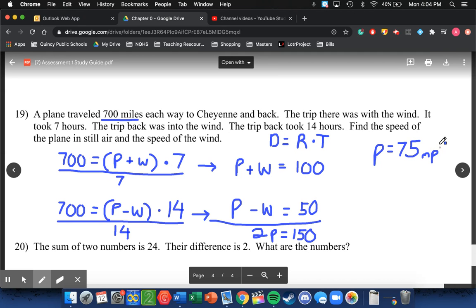Now I need to plug this value back in so that I can solve for the speed of the wind. The plane plus the wind is 100, so that makes me think 75 plus 25. Now let me check my work. Is 75 minus 25 50? It sure is. So the speed of the wind is 25 miles per hour.